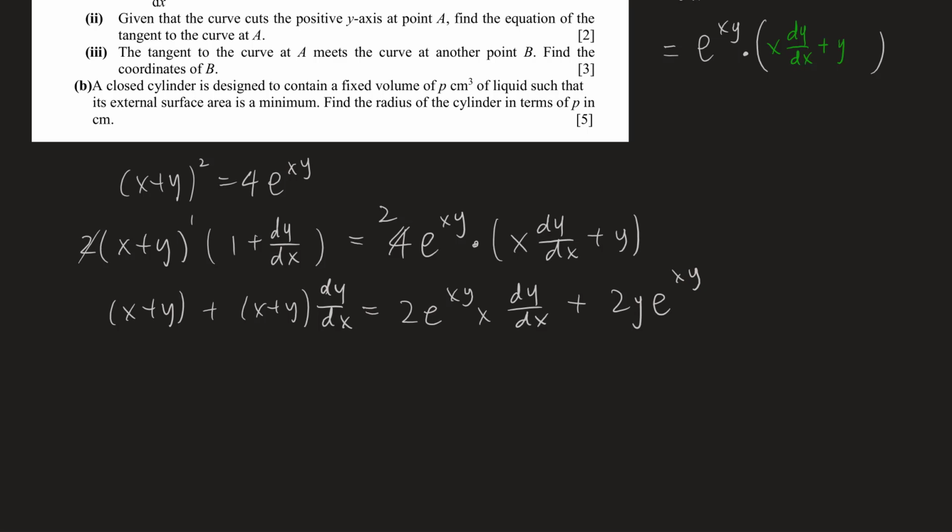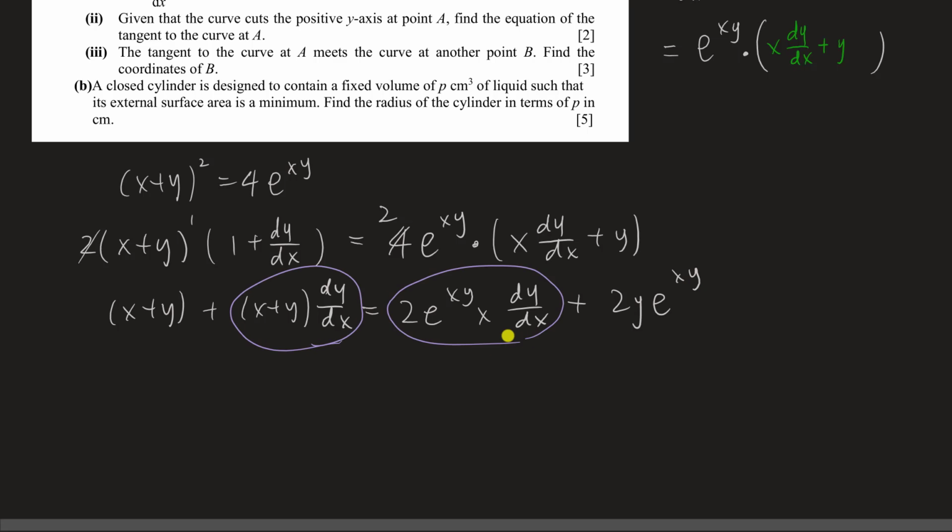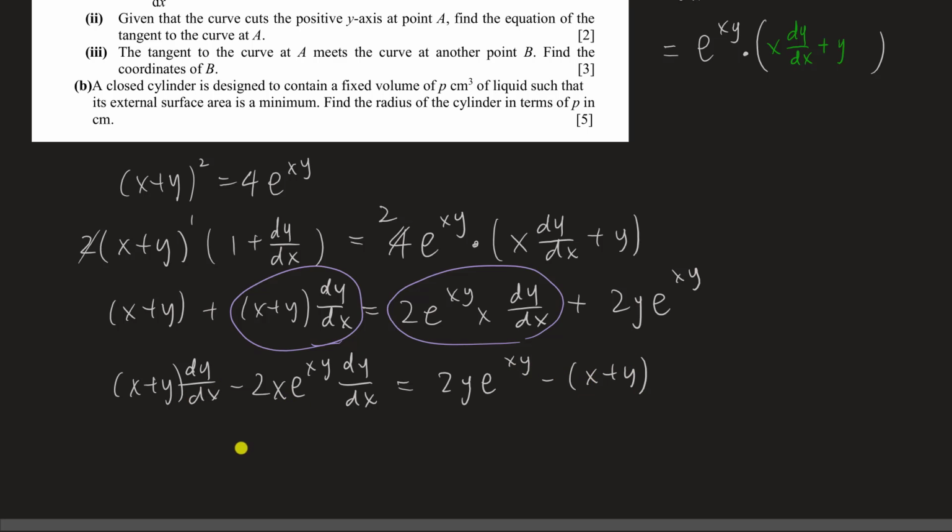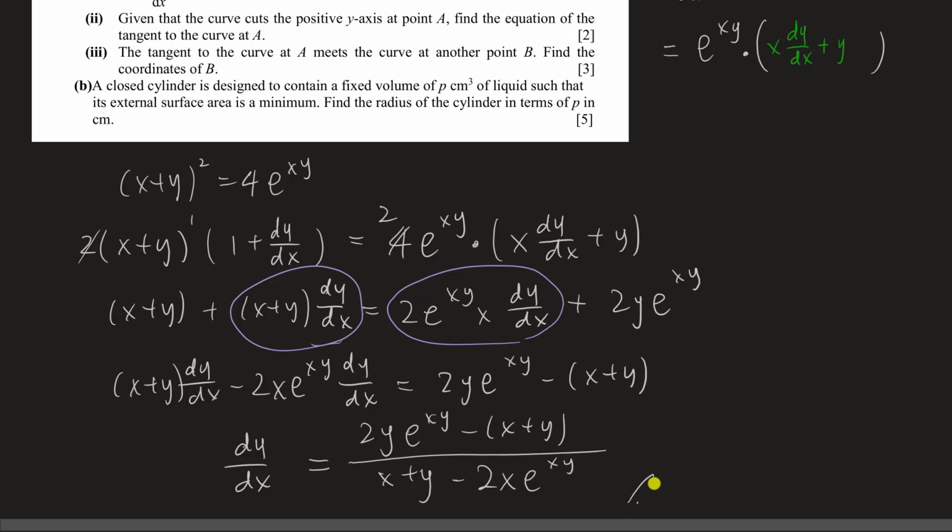So the content with dy/dx will be moved to the left hand side, which will give me (x plus y) dy/dx minus 2x e^(xy) dy/dx equals to 2y e^(xy) minus (x plus y). Factorize out dy/dx and bring it to the denominator here would give me 2y e^(xy) minus (x plus y) over (x plus y) minus 2x e^(xy). So we're done with the first part.